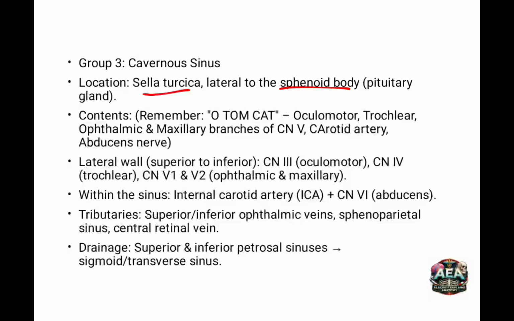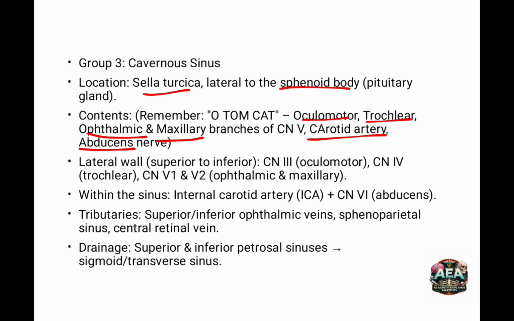So it has structures that it contains, and we remember these structures with OTOMCAT. That is the oculomotor nerve, the trochlear nerve, the ophthalmic division of trigeminal nerve, as well as the maxillary division of trigeminal nerve. And trigeminal nerve is the fifth cranial nerve. We also have the carotid artery as well as the abducens nerve.